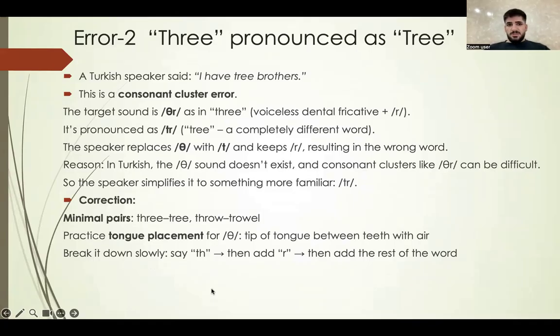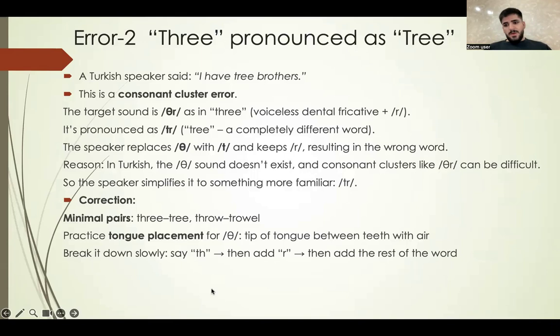This is a consonant cluster error. The cluster is th, as in "three", a voiceless dental fricative, plus r. It's pronounced as t, "tree", a completely different word. The speaker replaces the th with t and keeps the r, resulting in the wrong word. The reason is that the th sound doesn't exist in Turkish, and a consonant cluster like thr can be difficult for Turkish speakers to pronounce. So the speaker simplifies it to something more familiar, like t. But at the end, we still get the idea of what the speaker says.